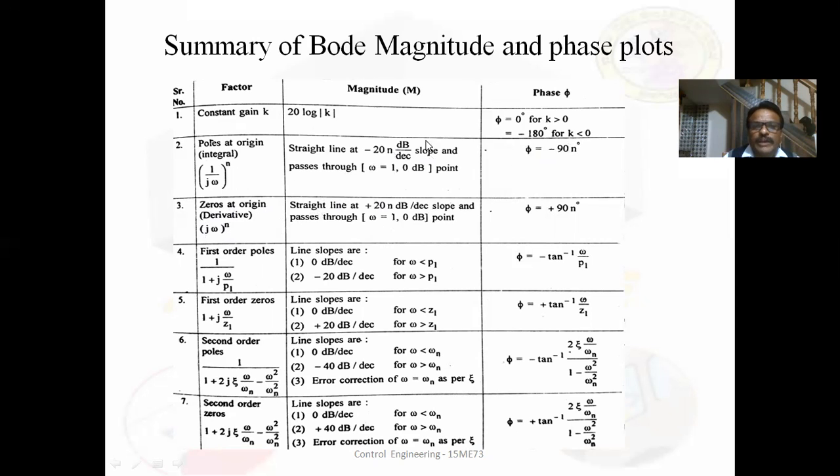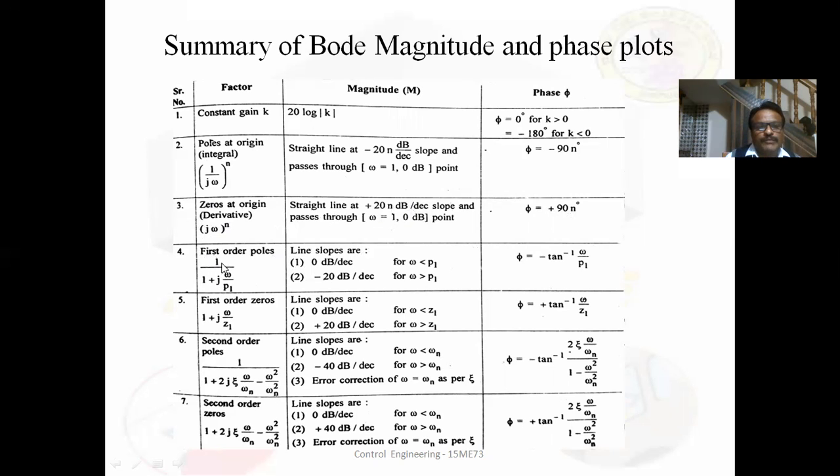Then coming to zeros at origin, j omega to the power n. What is the value of the slope in magnitude? That value is plus 20 n dB per decade. Suppose we have one zero at origin, then its value is 20 dB per decade. Then two zeros at origin, its value is plus 40 dB per decade, and it goes on like that. Then the phase angle value is plus 90 n degrees.